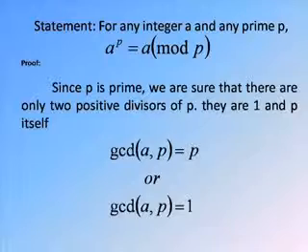We want to prove Fermat's little theorem. The statement is, for any integer a and any prime number p, a raised to p is congruent to a mod p. The proof is, since p is prime, we are sure that there are only two possible positive divisors of p, which are 1 and p itself. Symbolically, the GCD of a and p is either p or 1.